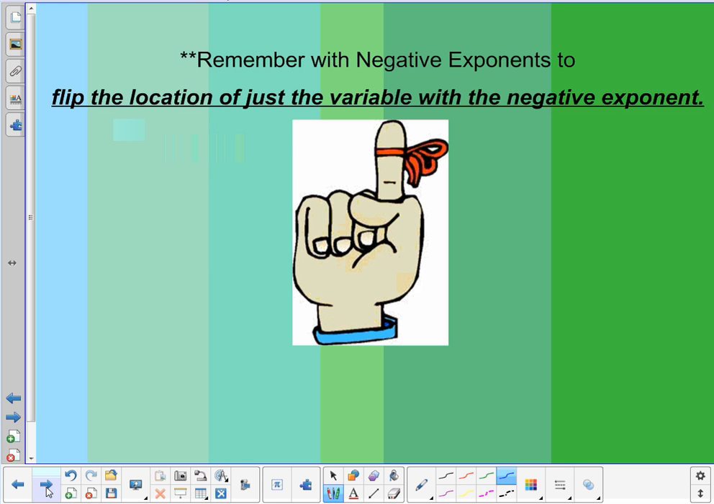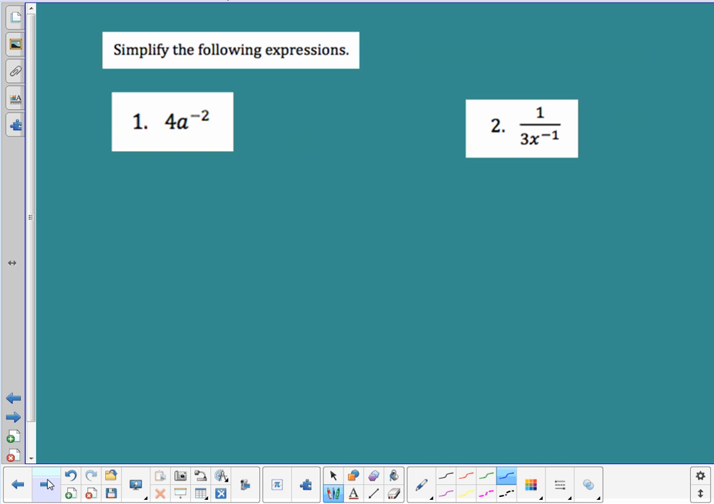But what we have to remember is we only flip the location of just the variable with the negative exponent. I don't want to move everything. I'm not going to move everything in the expression. I'm only going to flip the things that are raised to the negative power. So let's take a look at a few examples.